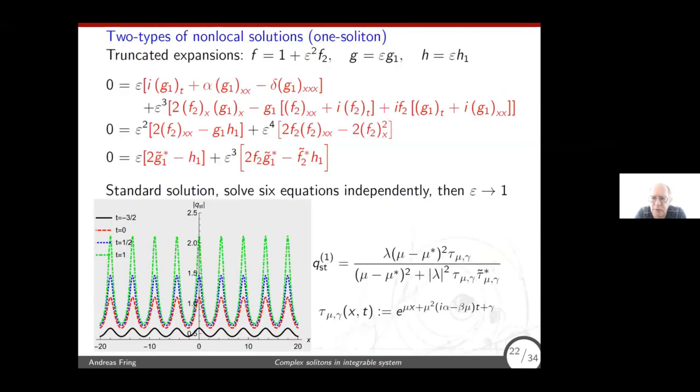So here's the solution. We make our usual ansatz for the series, but now in addition we need to make an ansatz for the H, and we get this set of 3 equations, and we solve them order by order and have 6 equations to solve. Subsequently we can just set epsilon to 1, and that will give us, in this case, a one-soliton solution. To go to higher order, we have to extend our ansatz for F, G, and H.